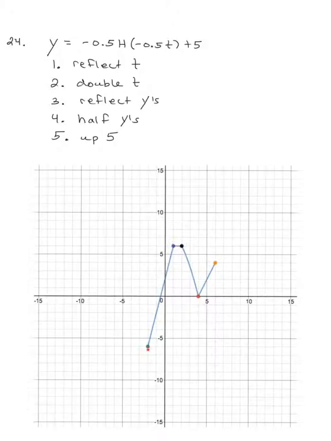Okay, starting with this point, I reflect the t to positive 2. I then double the t to positive 4. The y value is 6. If I reflect it, it goes to positive 6. If I then take half of it, it goes to 3. And if I go up 5 places, I end up at 8. That is 4, 8.